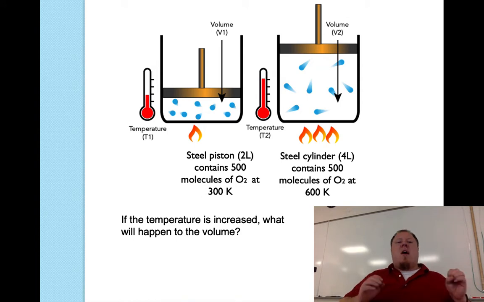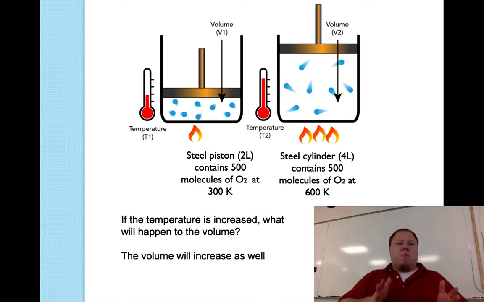Now, what's happening here is we have a small volume with very slow molecules. These are once again at 300 Kelvin, about room temperature. And it is being heated up to 600 Kelvin. So the temperature is increasing. What is going to happen to the volume? Volume is going to increase as well. It's going to get bigger.